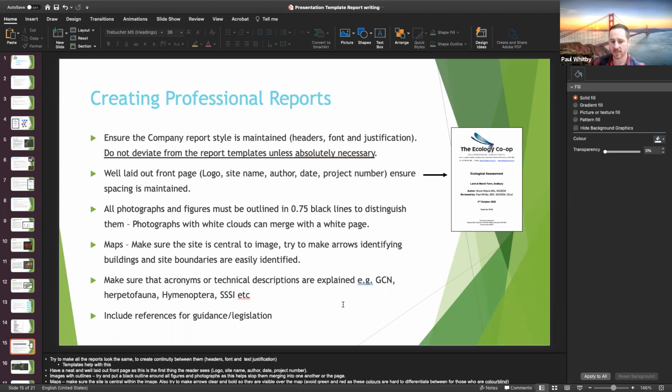Make sure you include references to all guidance and legislation as necessary. They should already be included 99% of the time within the report templates, but there might be an instance where perhaps you're including specific guidance that we rarely ever use, perhaps for a certain type of invertebrate survey or something like that. So make sure it's referenced. We put our references into the footers.